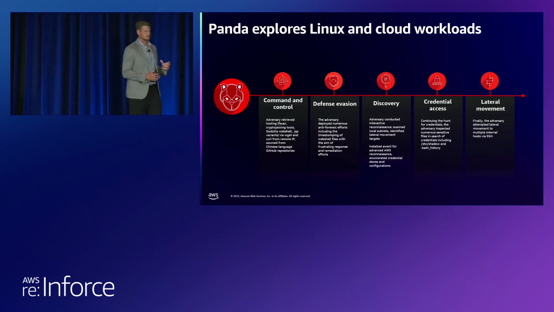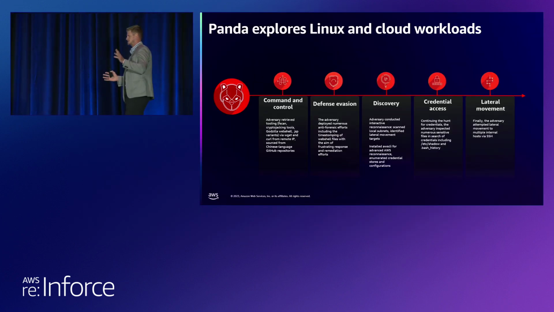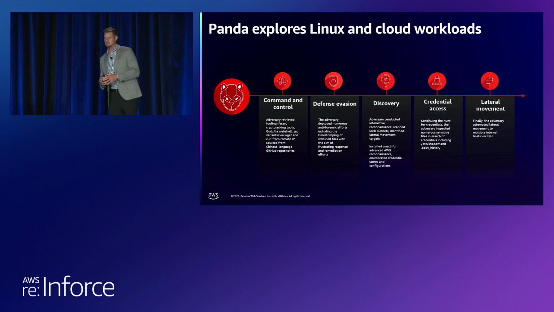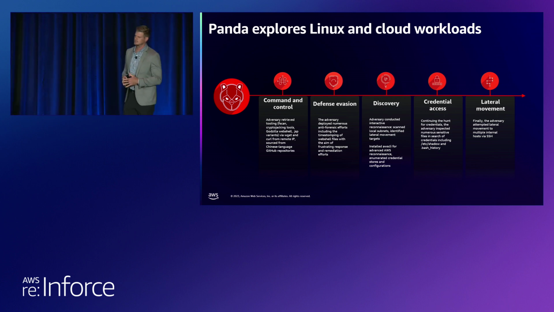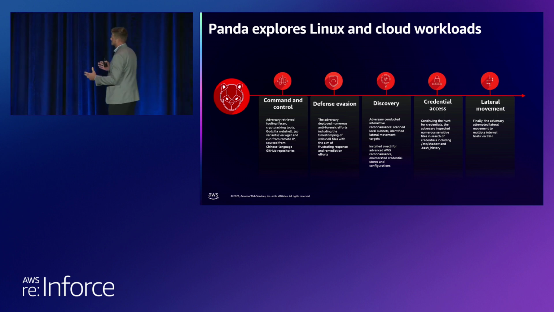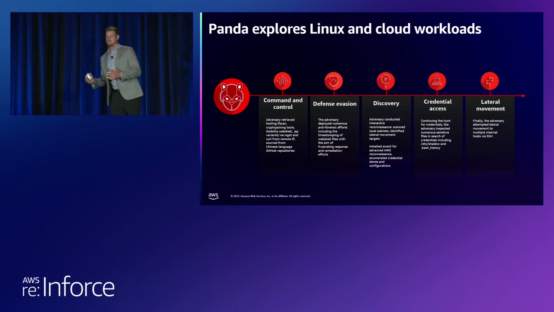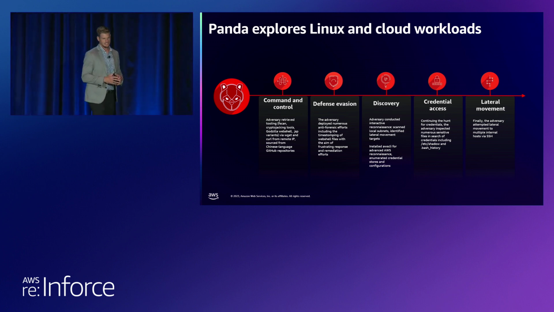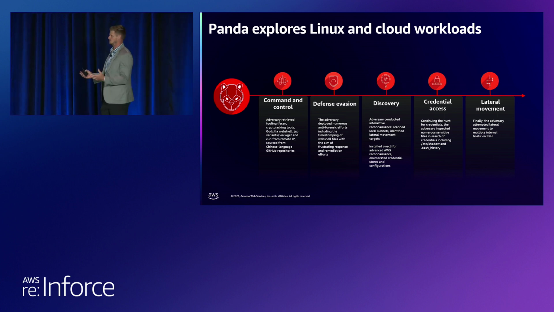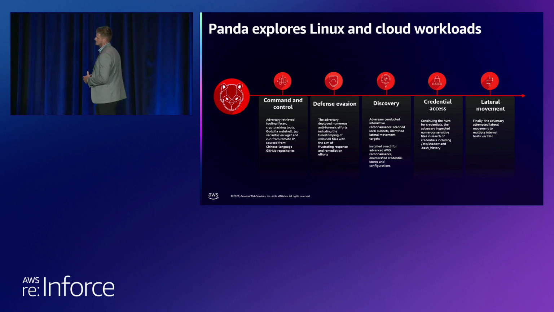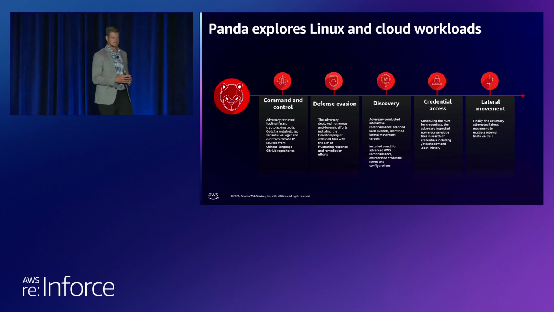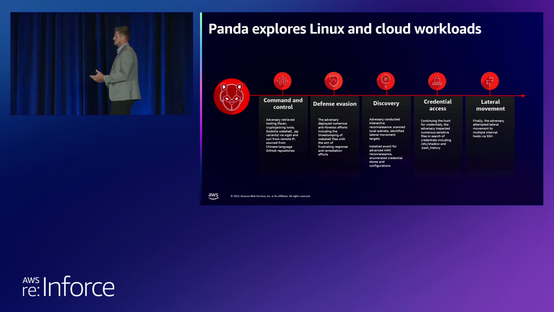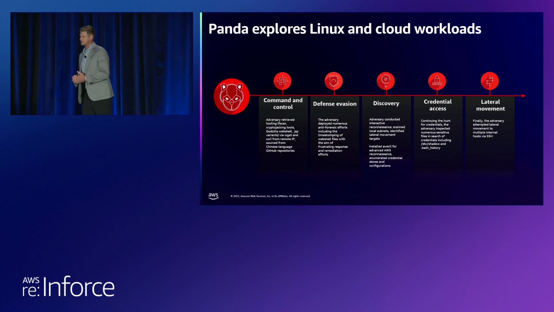This is a highlight of Panda, a Chinese-based adversary that we track. They're looking at exploiting and moving across Linux and cloud workloads. It begins with the C2 side, where they use that same curl tool that I talked about before to download other tooling from a Chinese GitHub repository and establish that connection within the organization.